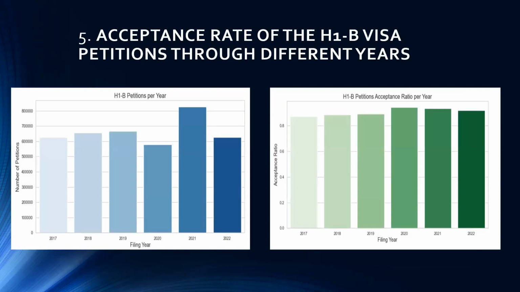Here is the acceptance rate of the H1 visa petition through different years. We have two graphs here. On the left-hand side, we can see the number of petitions per year, and the right-hand side graph tells about the H1B petitions acceptance ratio. So almost every year has more than 85% acceptance ratio. It has been linear, so there has been not much difference in the acceptance ratio.